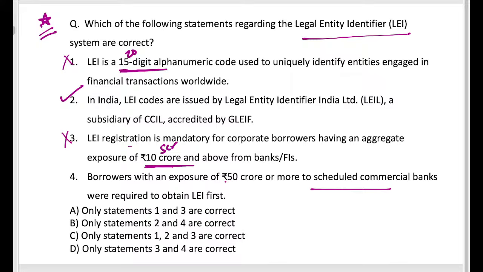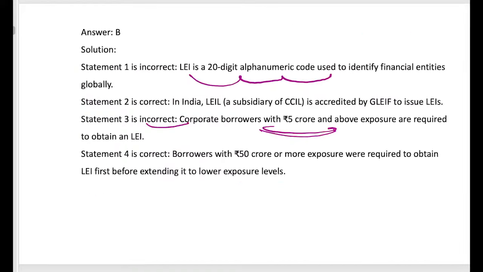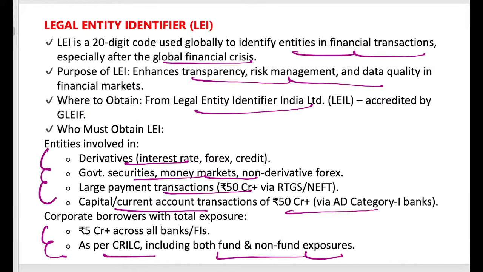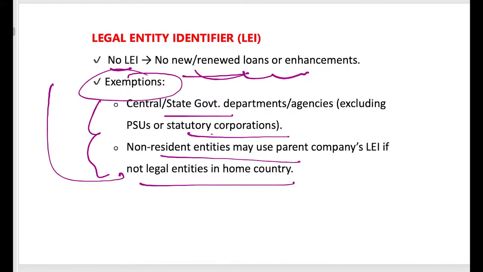Borrowers with an exposure of 50 crore or more to scheduled commercial banks were required to obtain LEI first. Okay, means 2 and 4. 2 and 4 means option B will be the right answer for this particular question. Okay, very good. So here we have mentioned the detail also, so you can go through this.